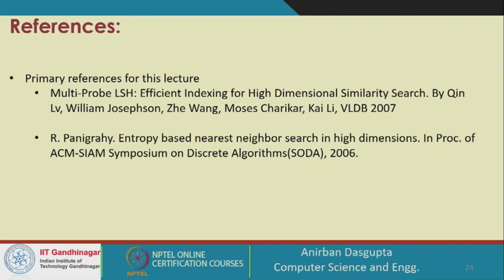The primary reference for this lecture was the paper on multiprobe LSH by Lv, Josephson, Wang, Charikar, and Li, which appeared in VLDB, and also the paper by Panigrahy on entropy-based LSH.